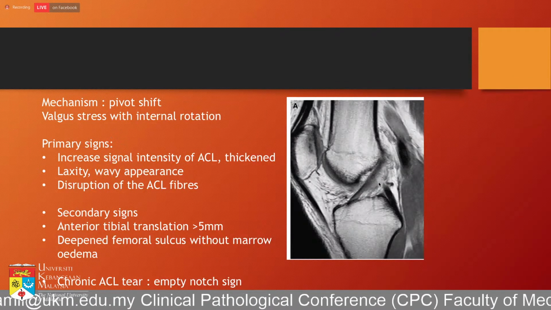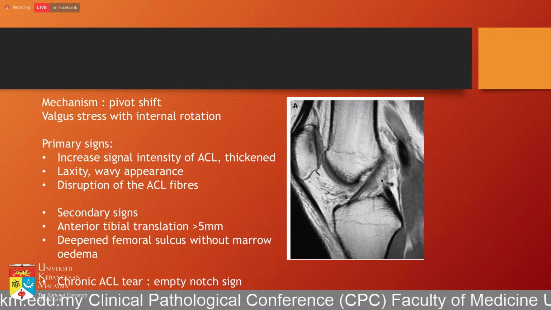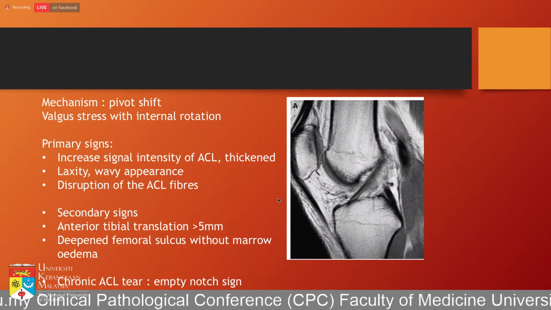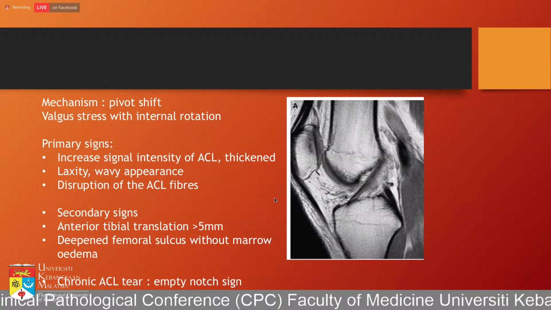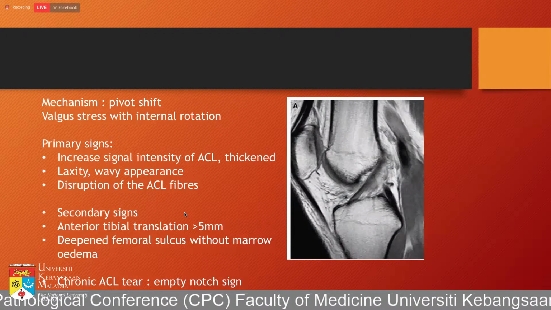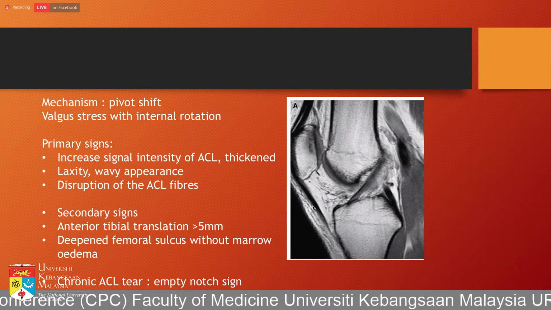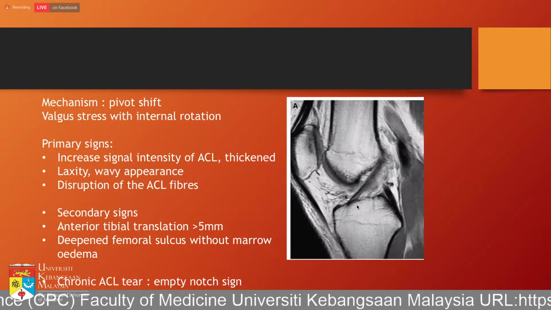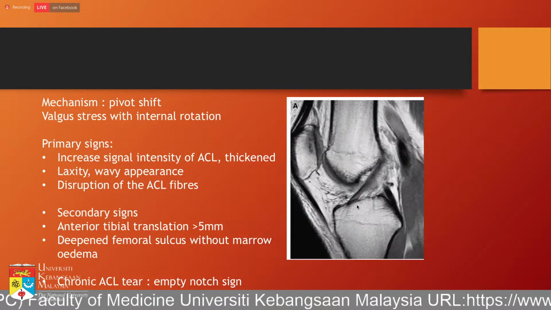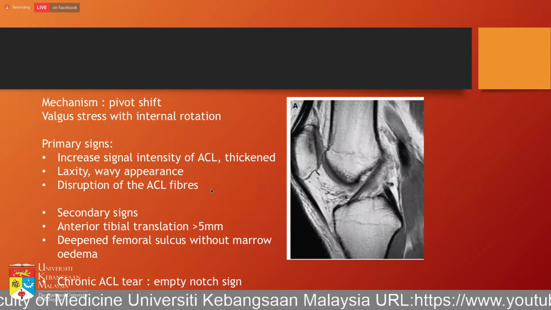So you have to look at the disruption of the fibers there. There are also secondary signs that you look for when there is an ACL tear. That would be if there is any anterior tibial translation, which is more than 5 mm, or a deepened femoral sulcus without a marrow edema. Okay, that is the secondary.